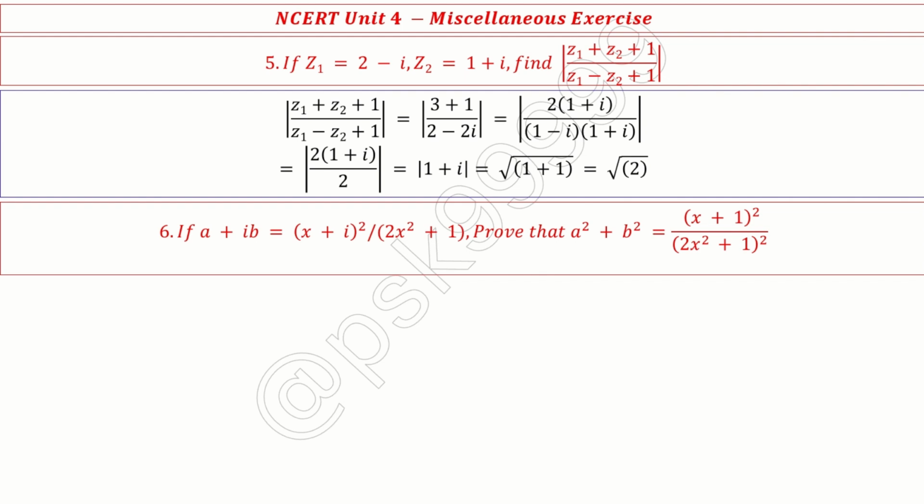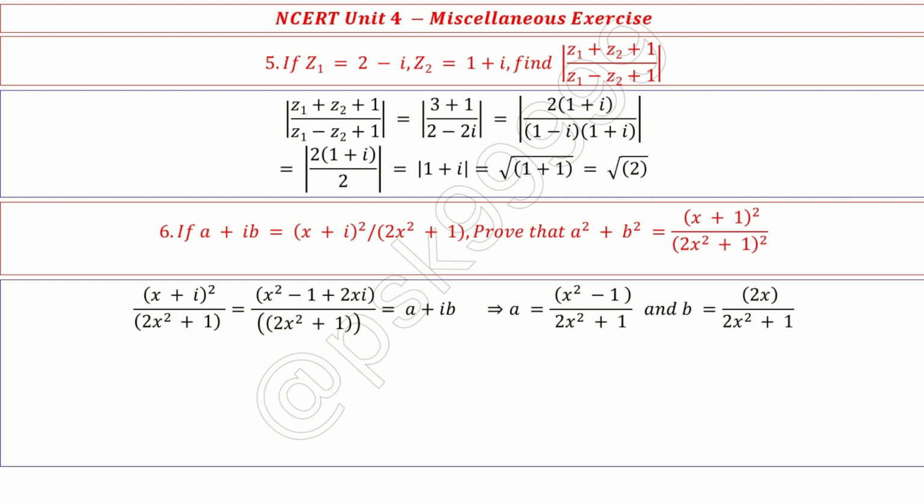Okay, a plus ib equals (x plus iy) whole square divided by 2x square plus 1. Prove that a square plus b square is the expression given here. So this is also a straightforward question. We have done a similar one before. First simplify it, and then a is equal to the real part, b is equal to the imaginary part.